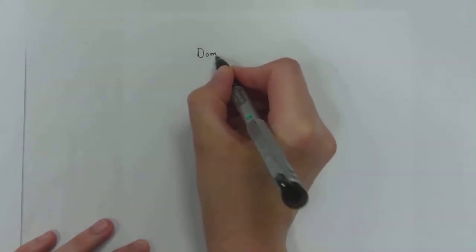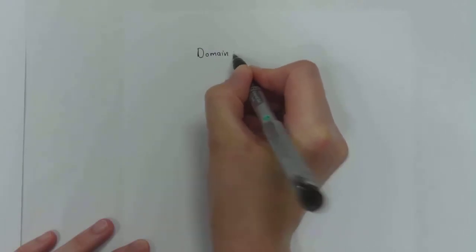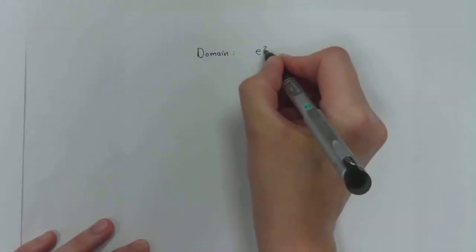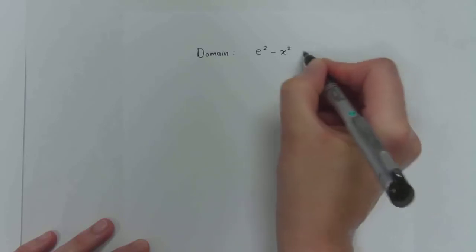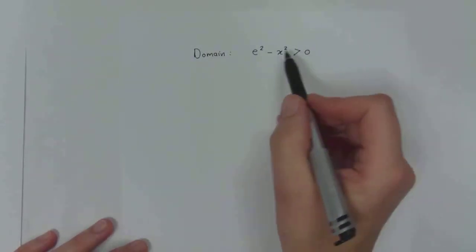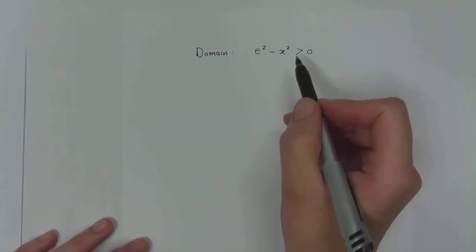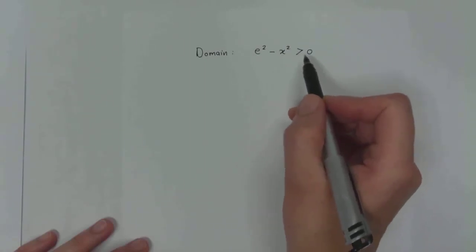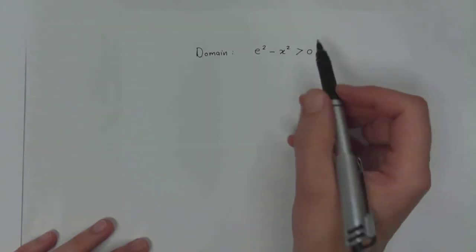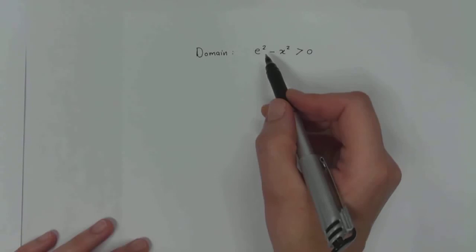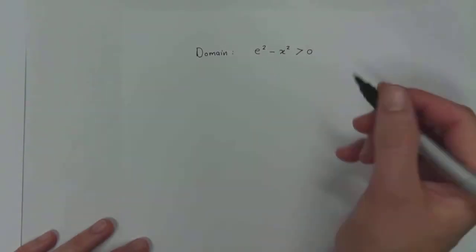So specifically focusing on the domain here, we're going to say e squared minus x squared has got to be greater than 0. And this, people, don't get a fright. That is actually just a plain straightforward quadratic inequality. By the way, you can just swap this around, which does make it easier to solve.